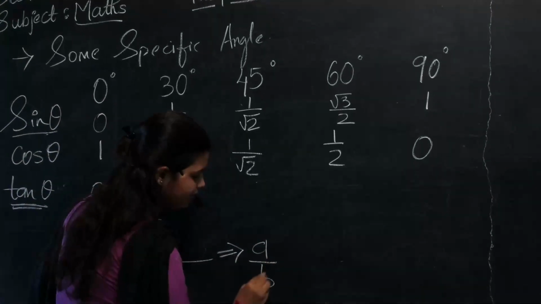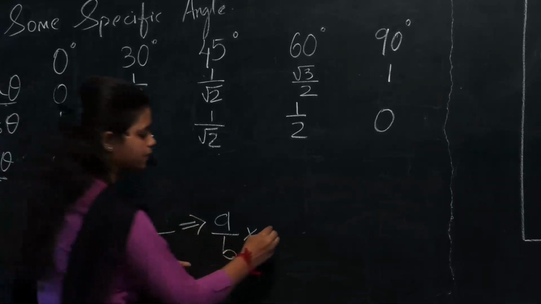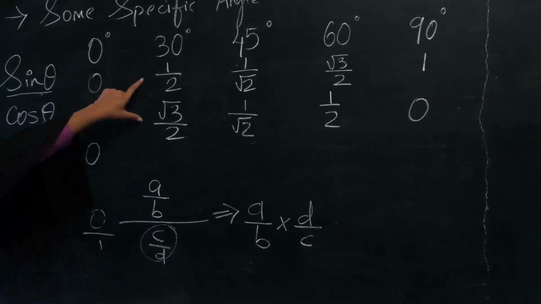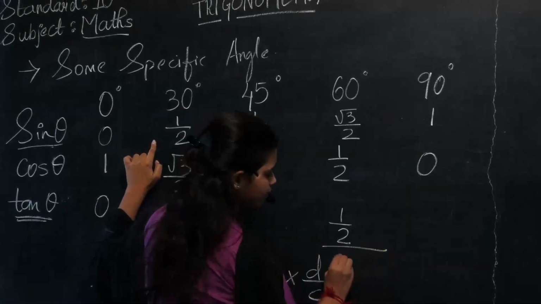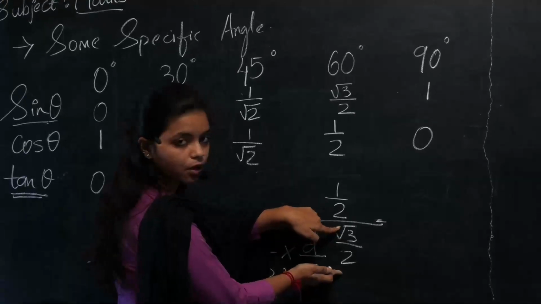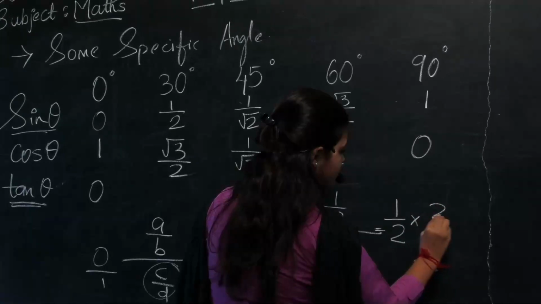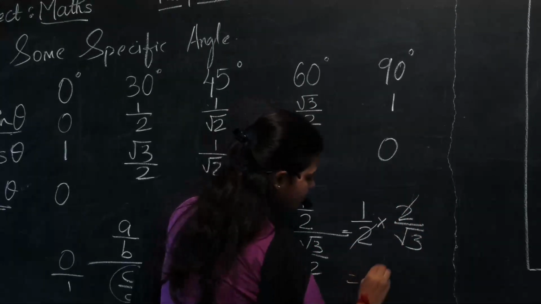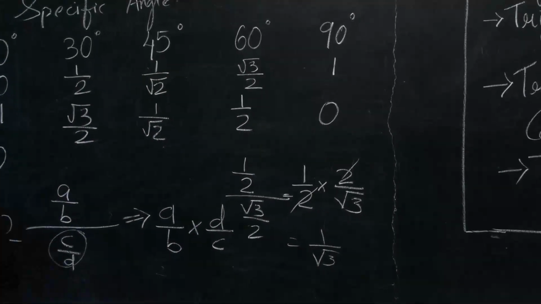A upon b divided by c upon d: multiplication will be there, and the second fraction will be reciprocal, like d upon c. Clear? For example, 1 upon 2 and the division is root 3 upon 2. Now we'll take the reciprocal of root 3 upon 2, right? 1 upon 2 multiplied by 2 upon root 3. The 2 will be cancelled. The answer will be 1 upon root 3. Got it? Clear? Okay.